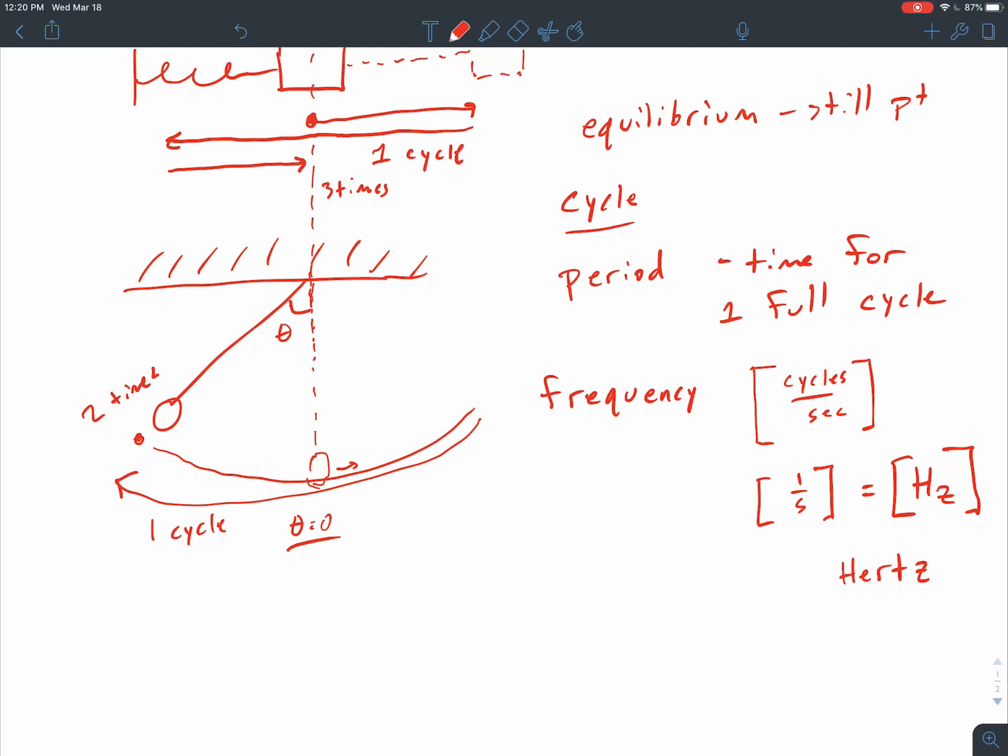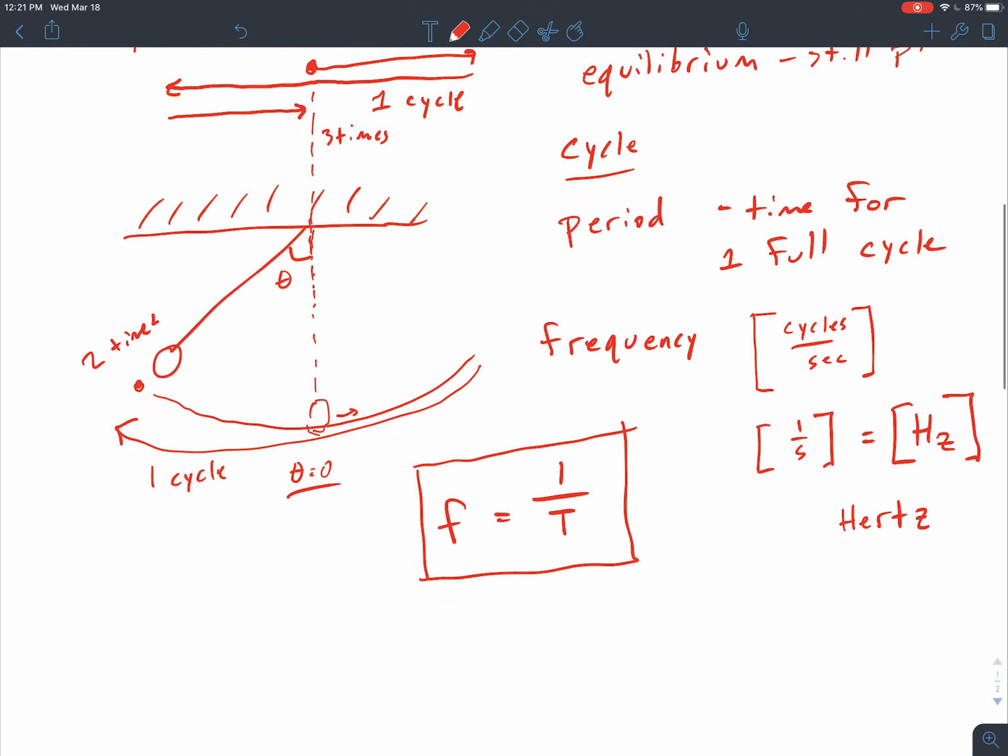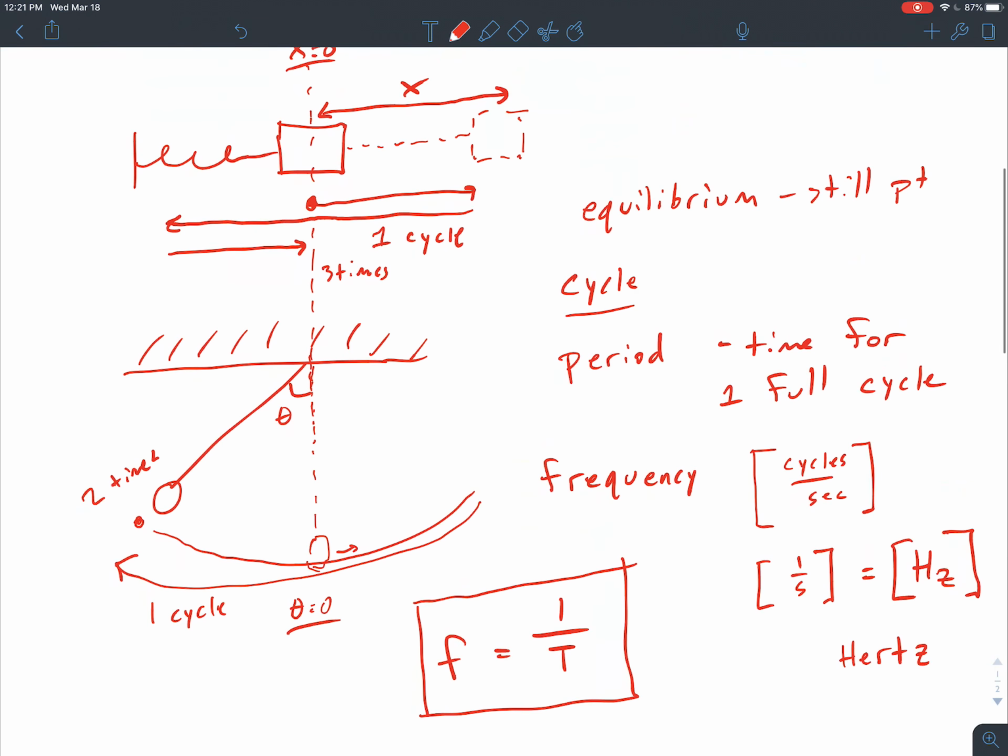And so our frequency is related to our period, just like that. 1 over T. They are inversely related. My period goes up, my frequency goes down. My frequency goes up, my period goes down. So those are the main terms.